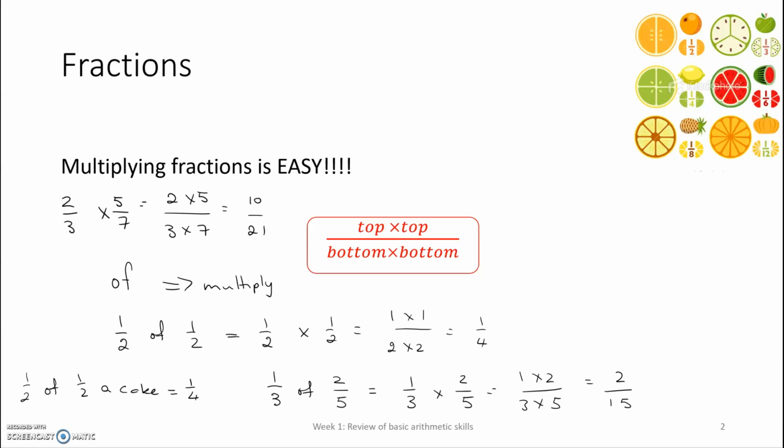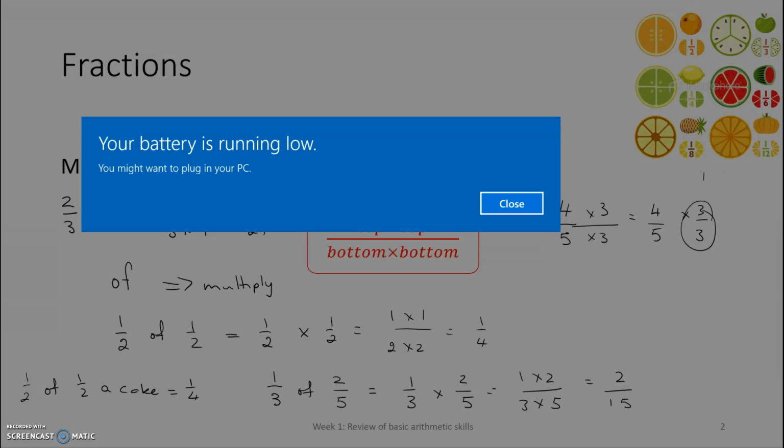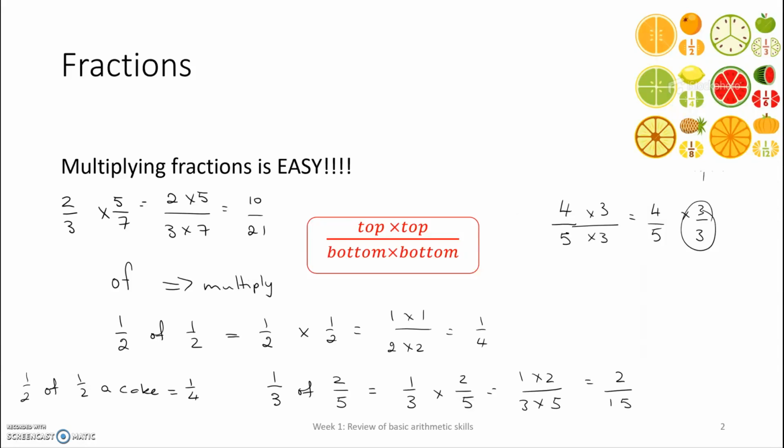Multiplying the numerator and the denominator by the same number is just the same as multiplying by 1. Sometimes we talk about this as unity. So, for example, 4 over 5, or 4 times 3 over 5 times 3, is exactly the same as 4 over 5 times 3 over 3, and this is 1. So we can use this in reverse when we're looking at simplifying fractions.